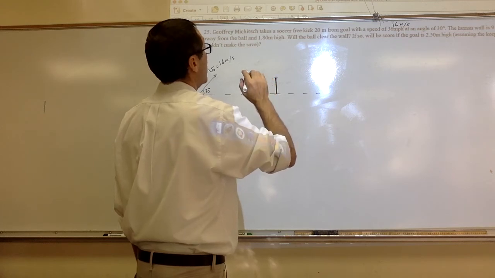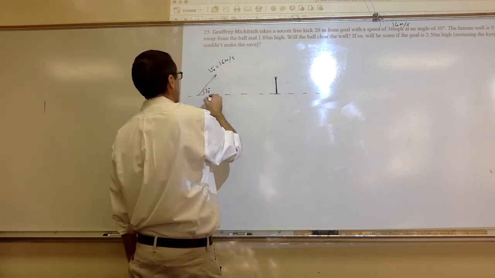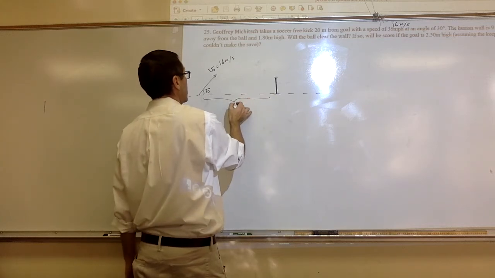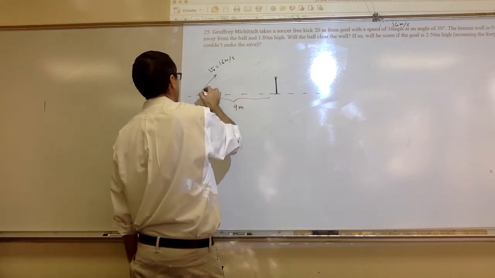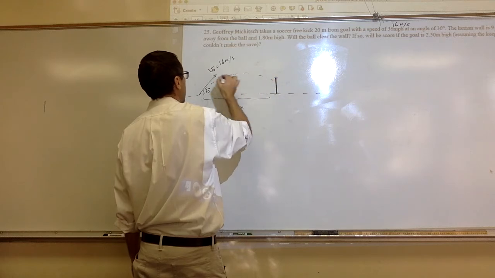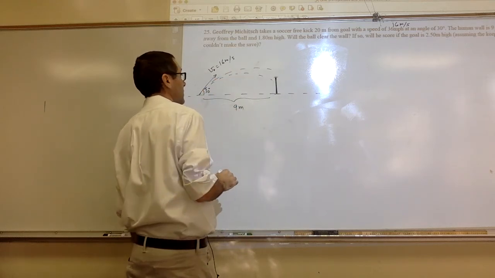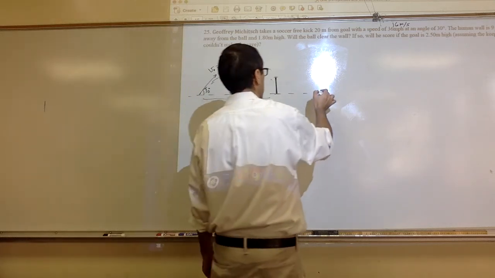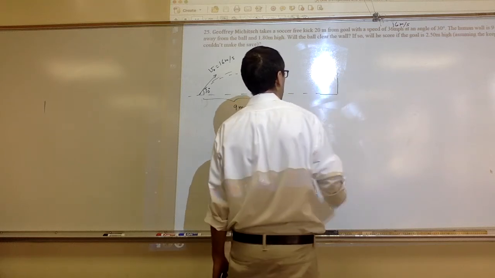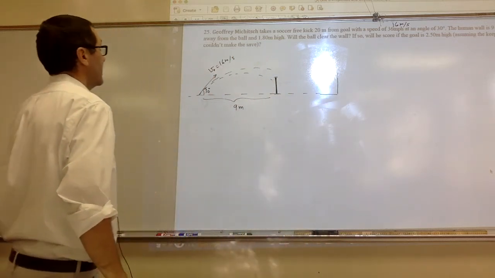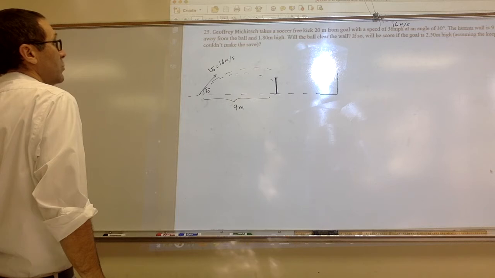Okay, will the ball clear the wall? So this distance here is 9 meters. I'm not sure whether it's going to clear the wall or not. And the net is somewhere here. So Bernard is in the net.